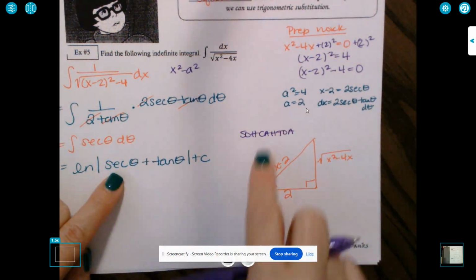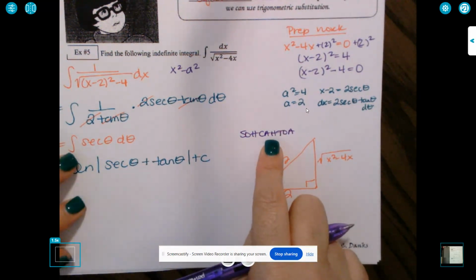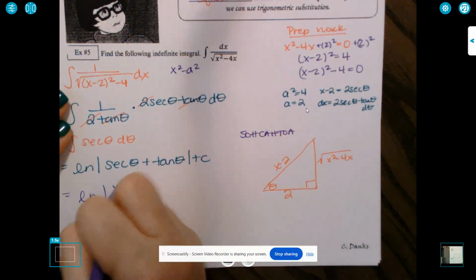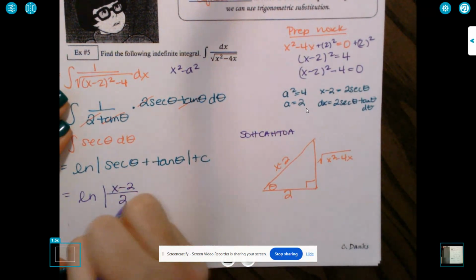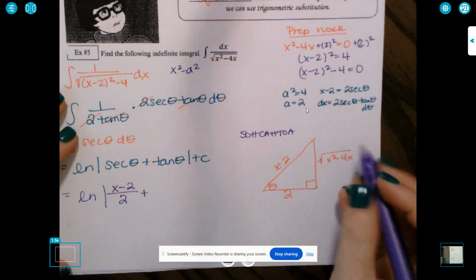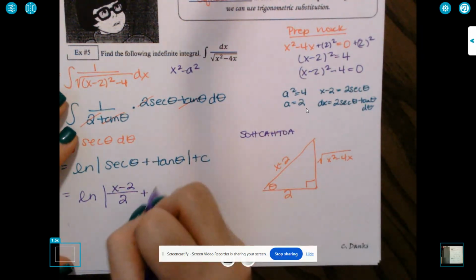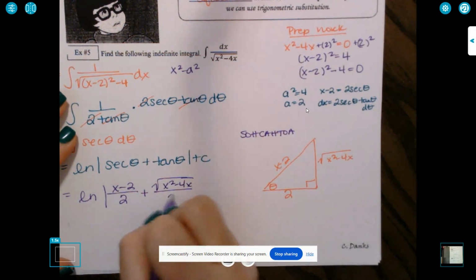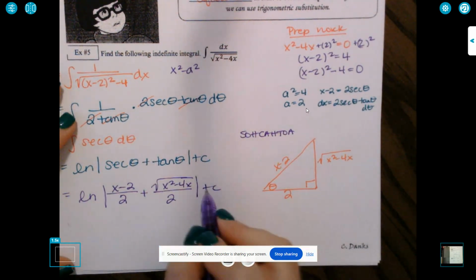Okay, secant's 1 over cosine. Cosine's adjacent over hypotenuse, so secant is hypotenuse over adjacent. So that's going to be ln of the hypotenuse here, which is x minus 2, over the adjacent, which is 2, plus tangent, which is opposite over adjacent. So opposite is the square root of x squared minus 4x over 2, plus c.